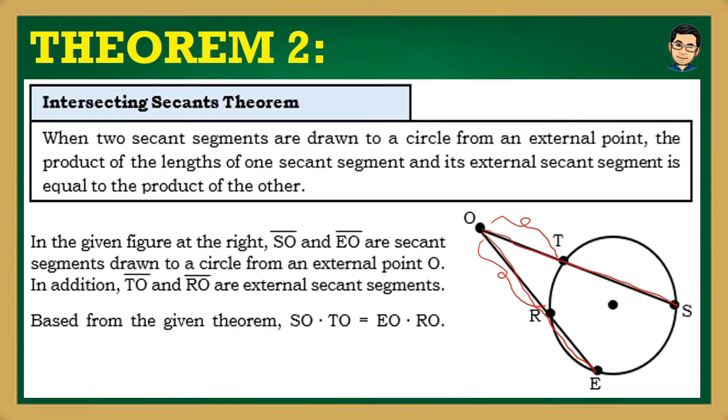So, ibig sabihin, kukunin natin yung product ng secant segment tsaka yung kanyang external secant segment. And then, equal siya dun sa product ng secant segment tsaka nung external secant ng kabilang segment. Okay. So, kailangan equal sila. So, yung buo, multiply dun sa external, equal dun sa kabila.